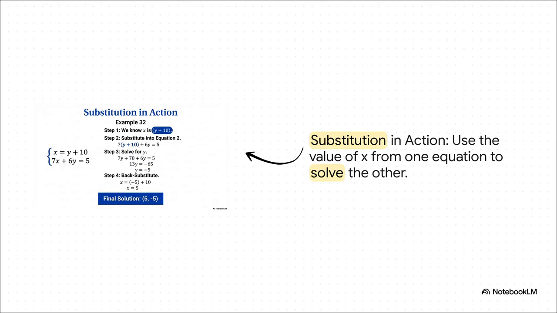We plug that -5 back in for y, and that tells us x equals 5. And there's our solution pair, 5, -5.